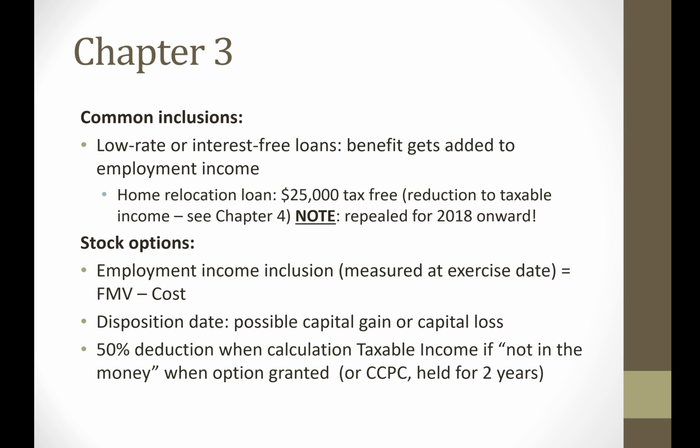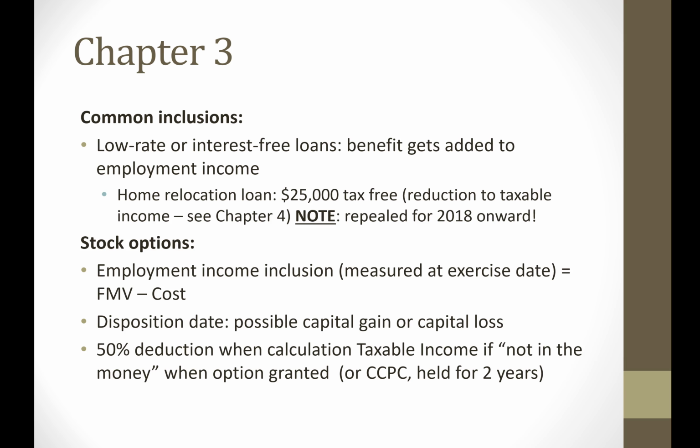Now, there could also be a deduction when calculating taxable income. The 50% deduction is 50% of the employment income inclusion. That deduction, once again, gets deducted when calculating taxable income. That employment income inclusion, the full 100% amount, gets included in 3A when calculating net income for tax purposes. And if the employee qualifies, this 50% deduction would come when they calculate taxable income.